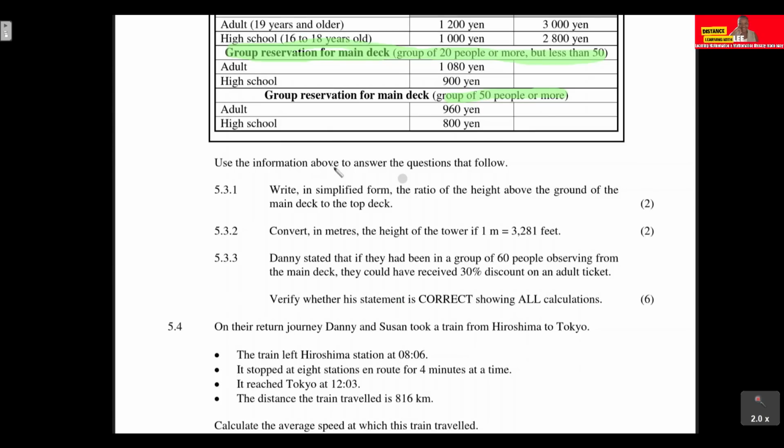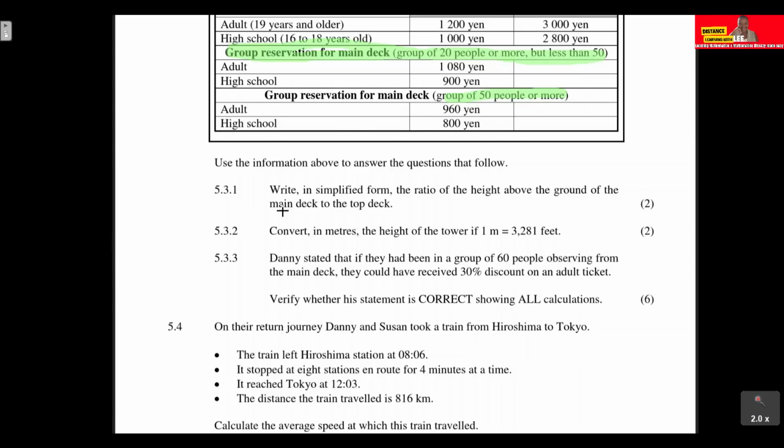It says use the information above to answer the questions that follow. Question 5.3.1: write in simplified form the ratio of the height above the ground of the main deck to the top deck. Guys, I've been saying that when you're looking at these ratio questions, the question guides you on exactly what you need to do, so you don't have to panic. All that you need to do is follow those instructions, and you should be fine.